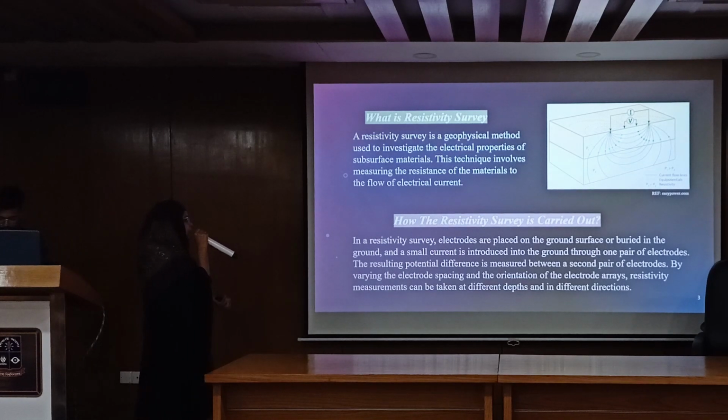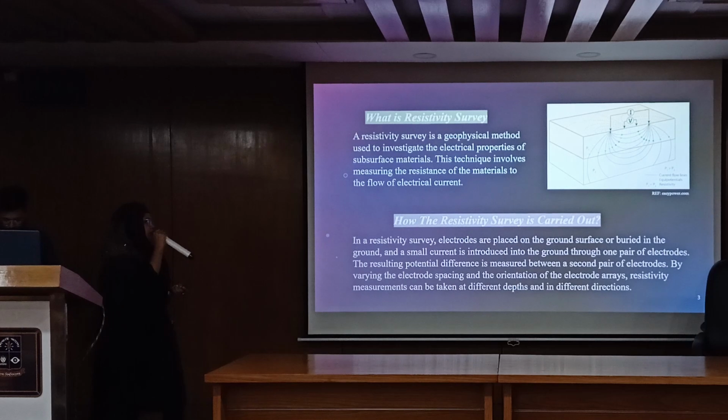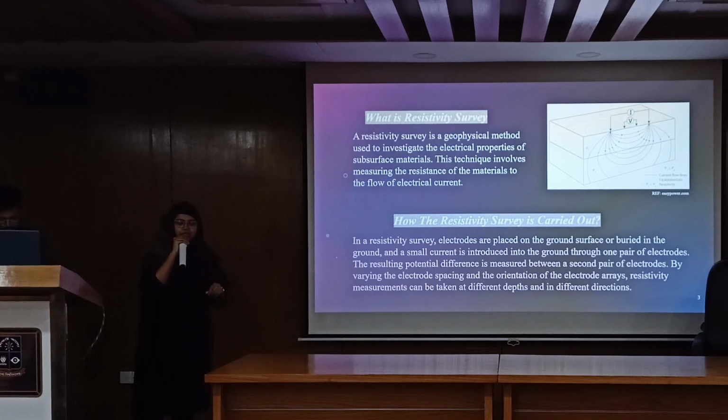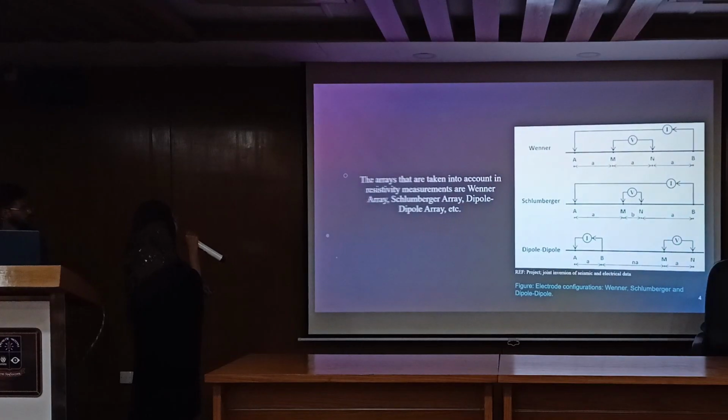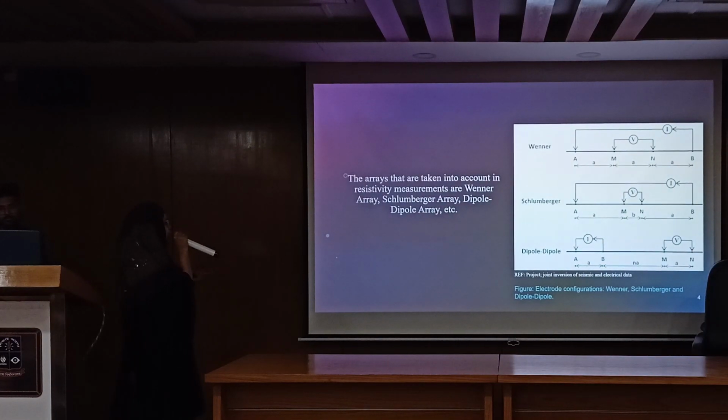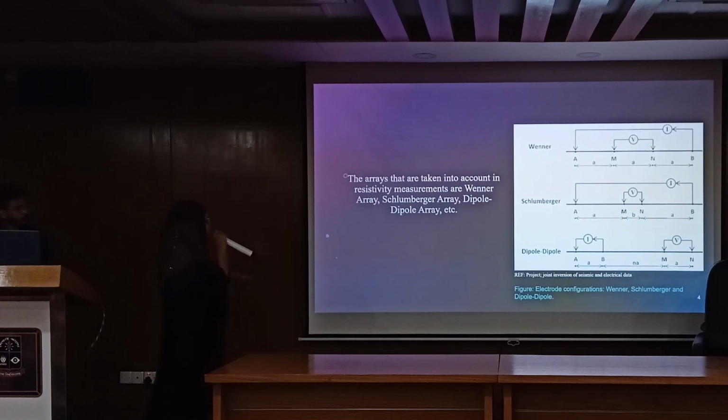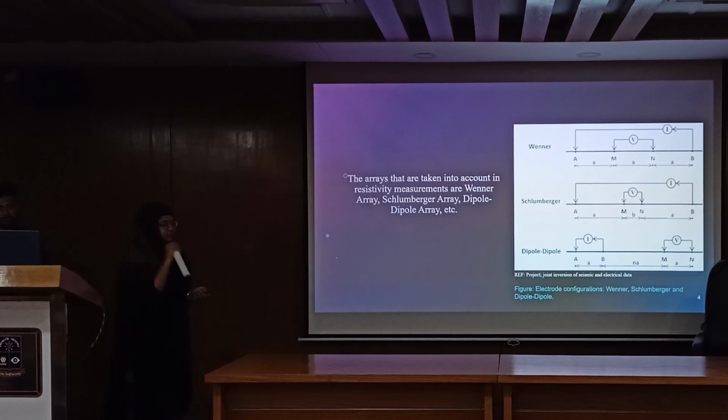Next, how the resistivity survey is carried out. Generally, the resistivity survey is carried out by placing electrodes over the ground or into the ground, and a small electrical current is introduced through the ground through one pair of electrodes, and the second pair of electrodes measures the potential difference. The arrays that are taken into account in resistivity measurements are the Wenner array, Schlumberger array, and dipole-dipole arrays. Here is a figure showing the electrode configurations of these arrays.